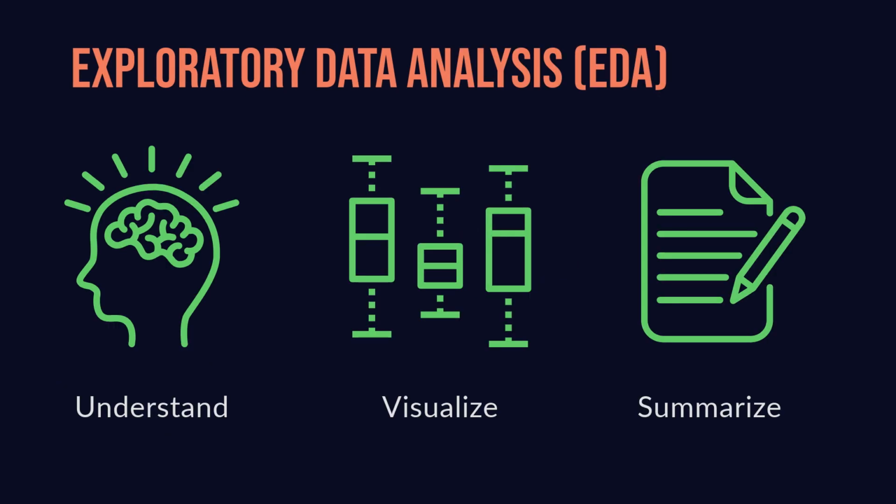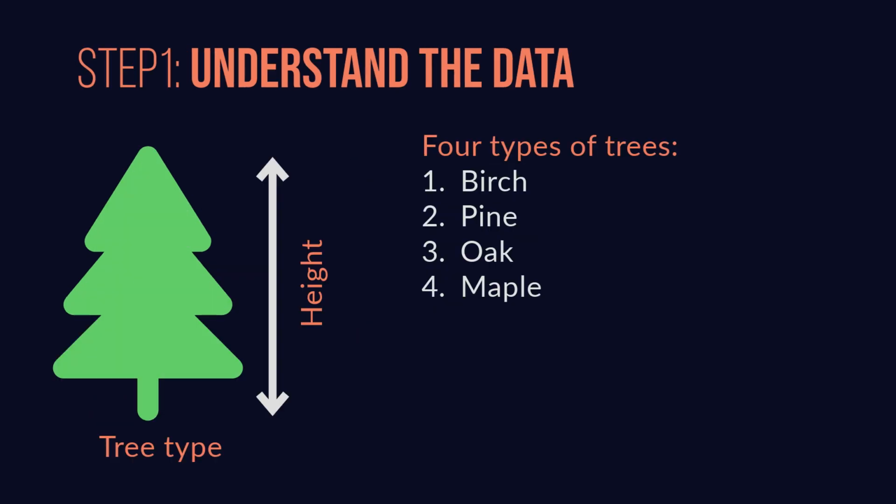As with every modeling exercise, we will first perform an exploratory data analysis, which involves understanding the data, followed by visualization and summarizing the data. We have already gone through the step of understanding our data, and we know that there are 4 types of conifer trees, namely maple, birch, pine, and oak.